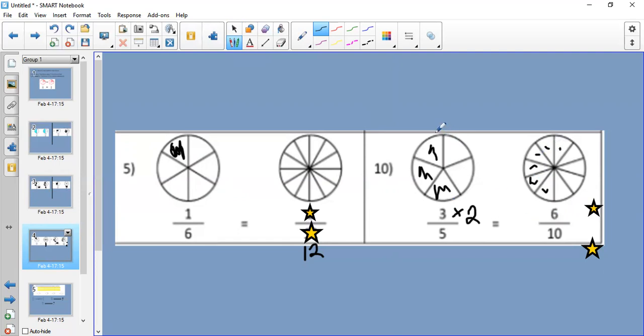6 tenths. And you can actually see that this value, 3/5 that's shaded in, is equivalent to the 6 tenths that I've shaded in for this shape as well. So 3/5 is equivalent to 6 tenths. And if I was to do 6 divided by 2, I know my answer is 3. And if I was to do 10 divided by 2, I know my answer would be 5. So 6 tenths is equivalent to 3/5.